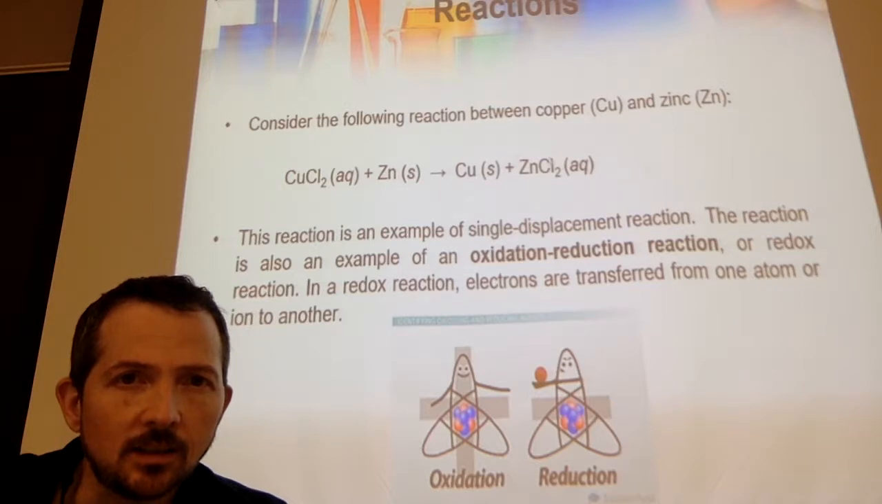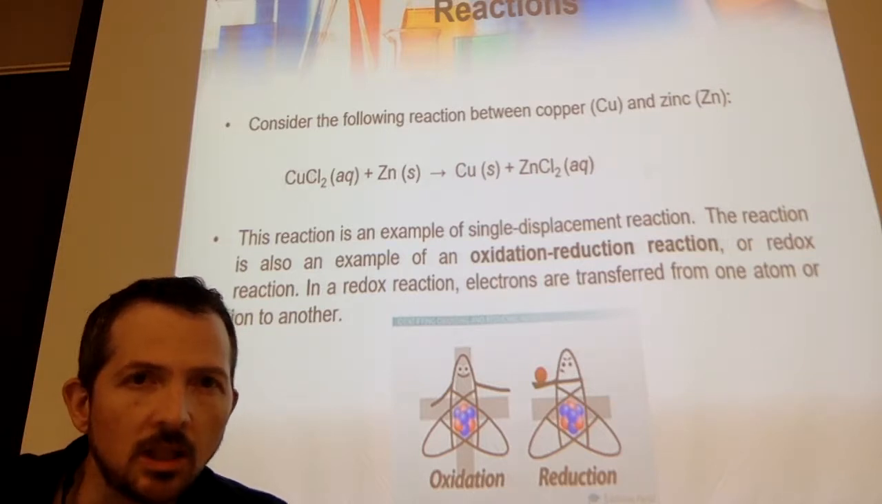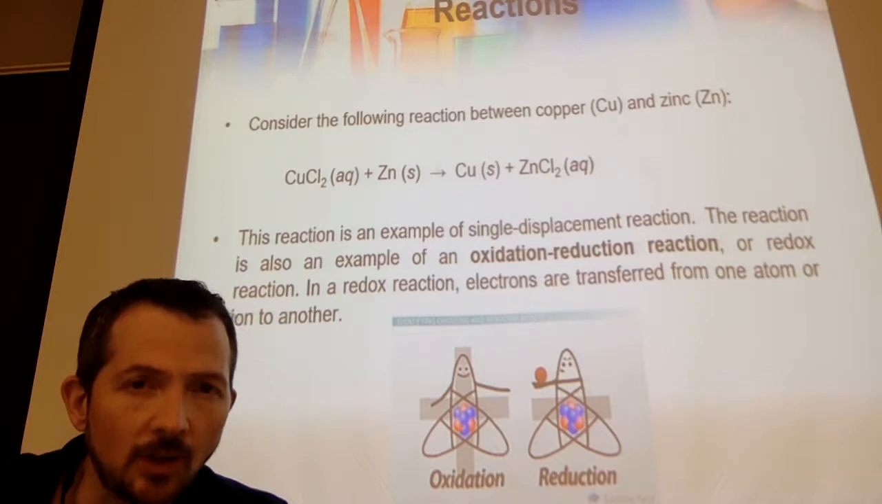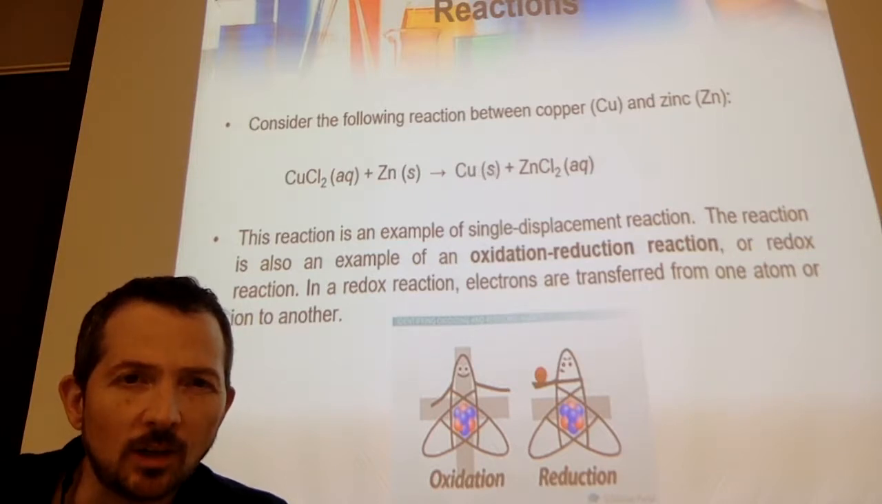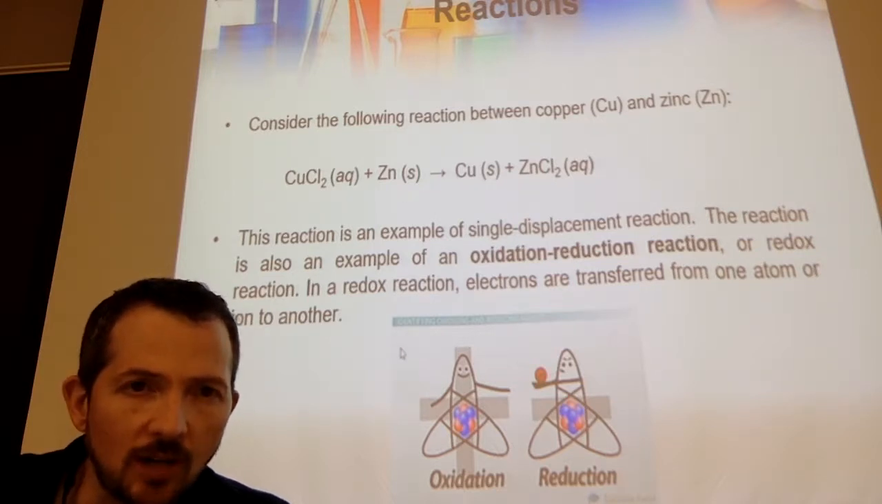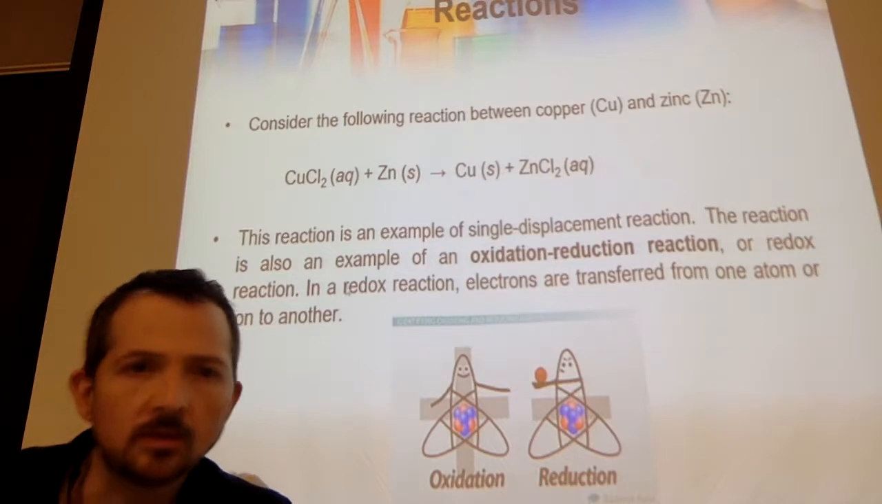So the zinc lost electrons. And the copper here was in a compound, so it had a 2+ charge. Here, it's now in its elemental state, just copper, so now it has 0 charge. So it went from 2+ to 0, which means it gained electrons. So I had the zinc losing electrons and the copper gaining electrons. Electrons were transferred in this chemical reaction. That's what an oxidation reduction reaction is, also known as a redox reaction.